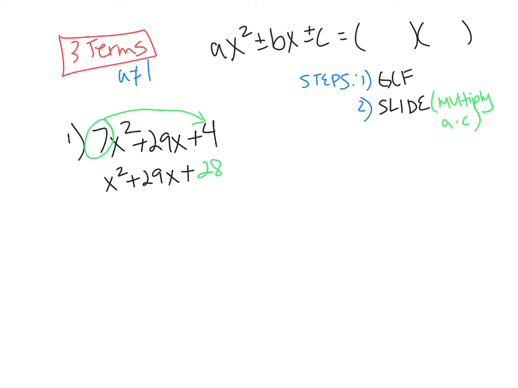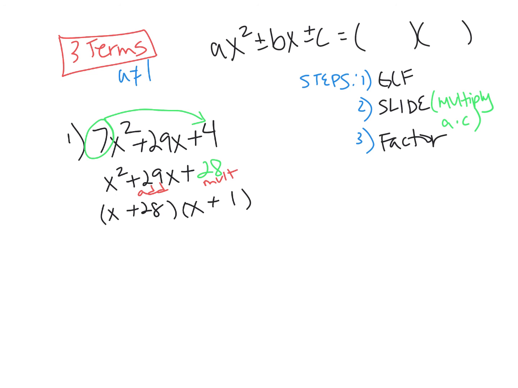Well, next I'm going to factor. Parenthesis, parenthesis. So can I find two numbers that multiply to 28 but add to 29? Well, that's the easy option of 28 and 1. And again, the only way to get x squared is x times x.